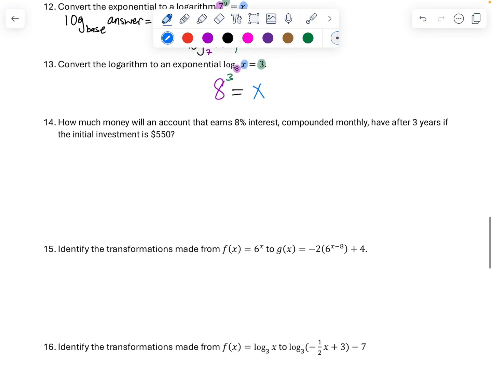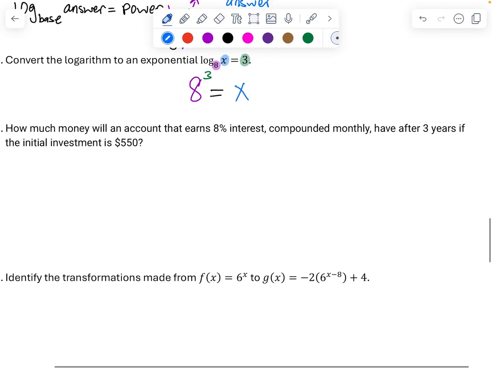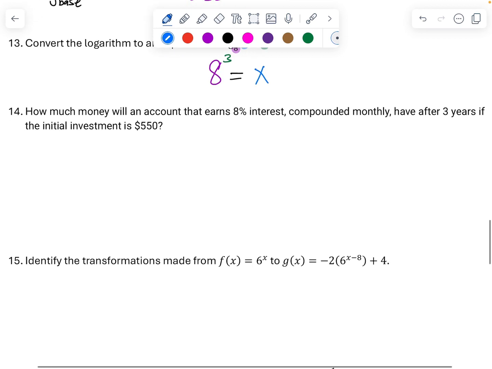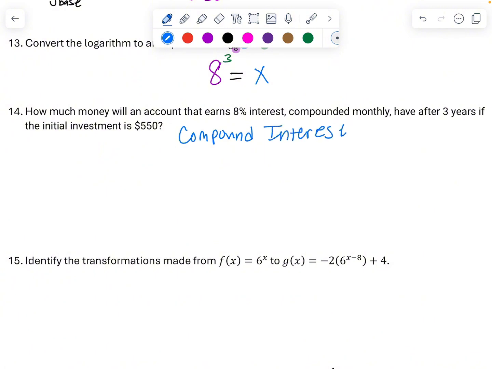Now let's talk about some of these real-world applications of exponentials and logarithms. One of them deals with money. Everyone likes money. Specifically, compound interest. If you forgot the formula, I didn't have you memorize it, so don't worry about it. It is A is equal to P times 1 plus R over N raised to the NT. So, how much money will be in an account that earns 8% interest compounded monthly after 3 years if the initial investment is $550?